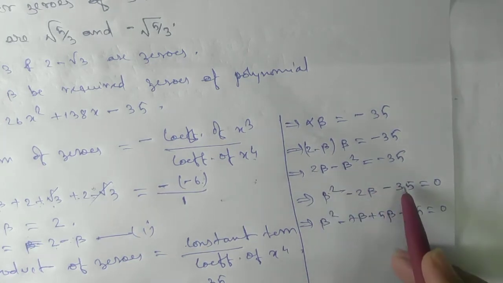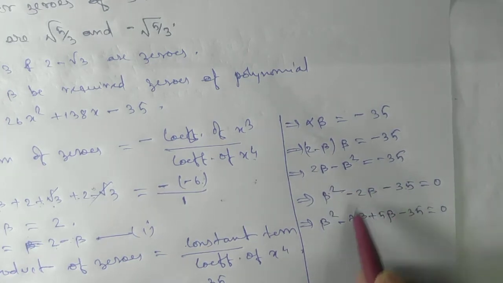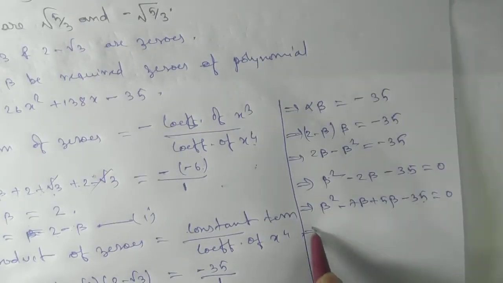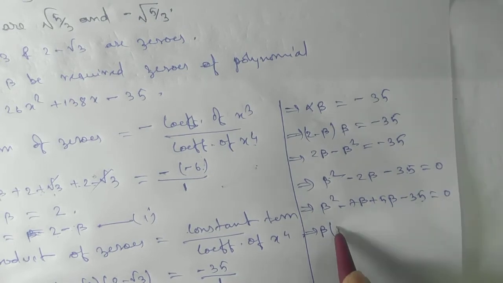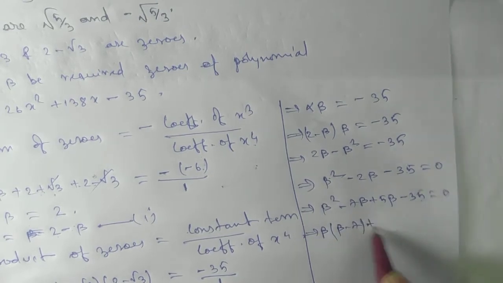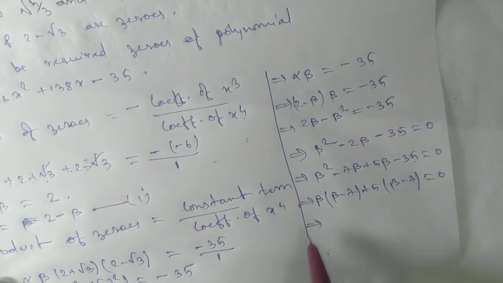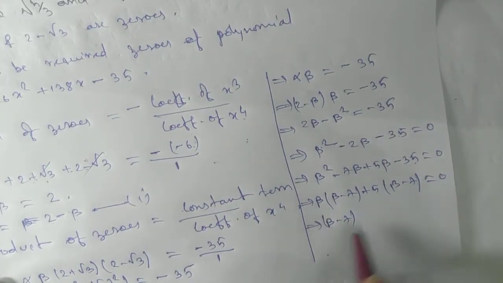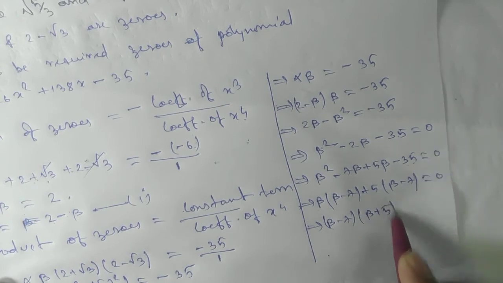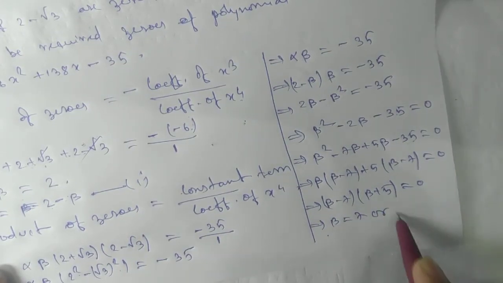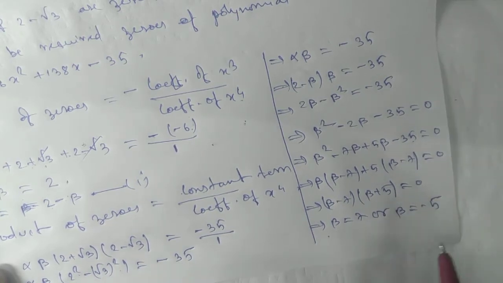How? Use the middle term splitting method. Multiply these two, we are getting minus 35. Break this one in such a way that we get minus 35. So here we have beta common, beta minus 7, and here 5 common, beta minus 7. So we are getting beta minus 7 and the other is beta plus 5, equals 0. This implies beta equals 7 or beta equals minus 5.